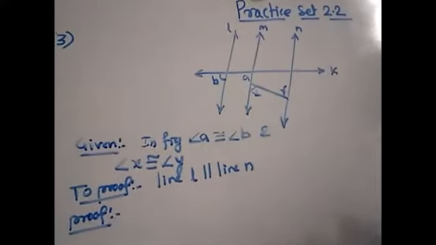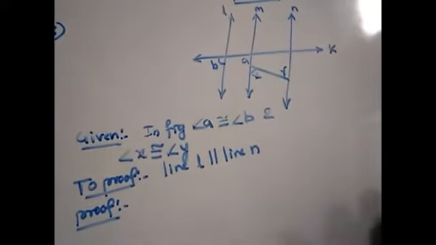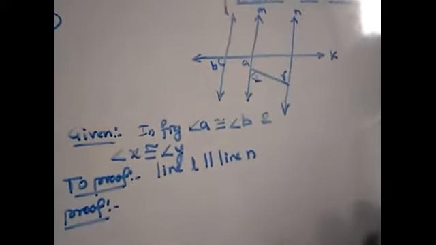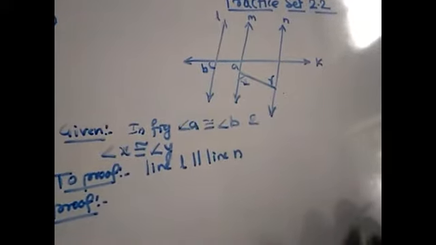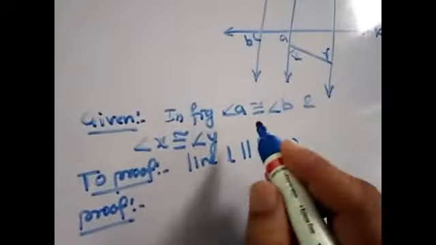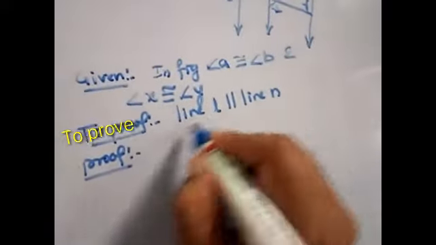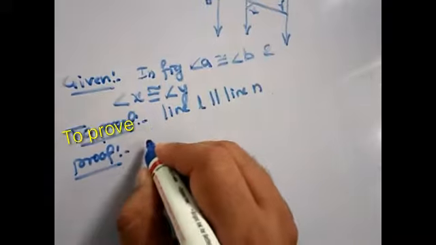Yes, this is the third question. In that third question will be asked that angle A is congruent to angle B and angle X congruent to angle Y. Then prove that line L is parallel to N. Okay, so first we write down the given, whatever they have given, then to prove and proof. To prove is what we want to prove.